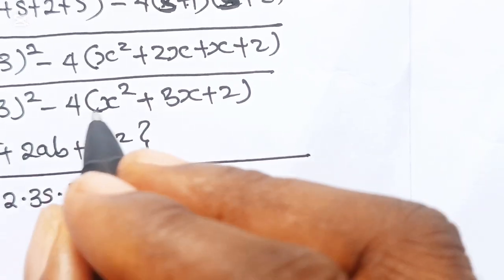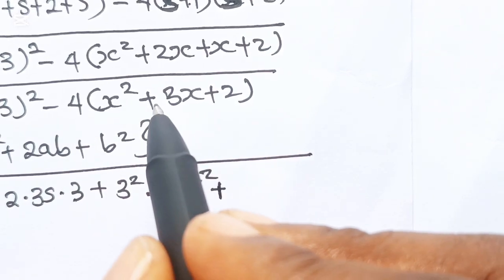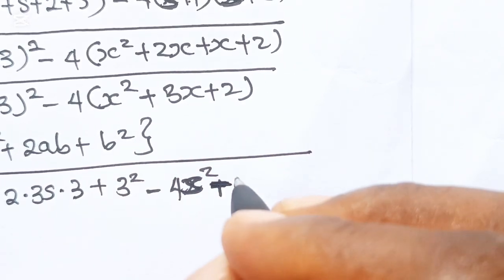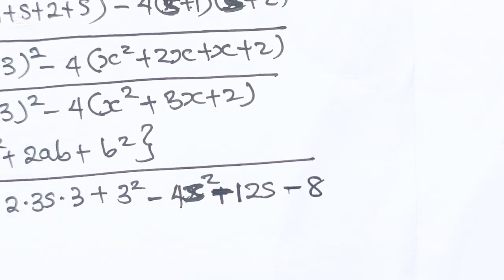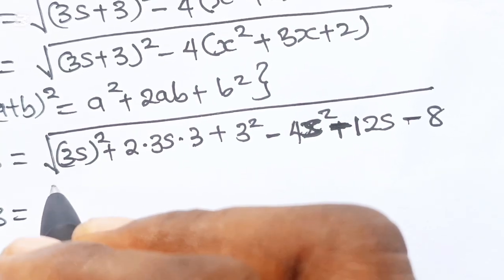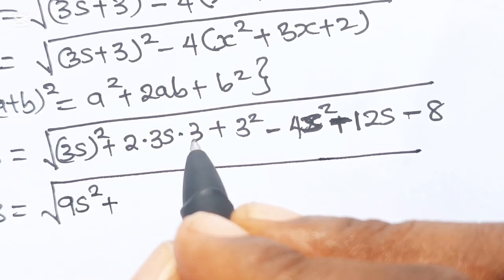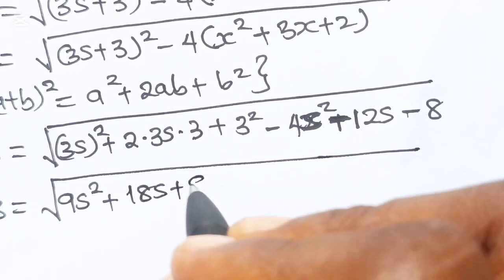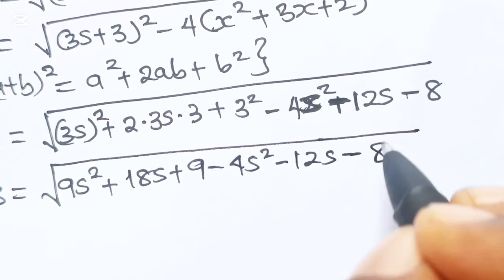So this will now be 4s squared, okay, minus 4 times plus 3 will be minus 12s. Then minus 4 times plus 2 will be minus 8. All right, now we are okay. So we have s plus 3 is equal to the square root. 3 squared is 9, so we have 9s squared plus 2 times 3 is 6, 6 times 3 is 18, 3 squared is 9, minus 4s squared minus 12s minus 8.